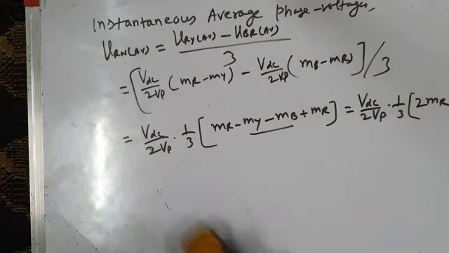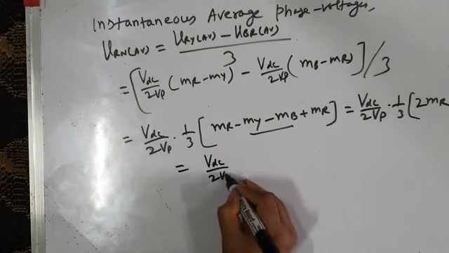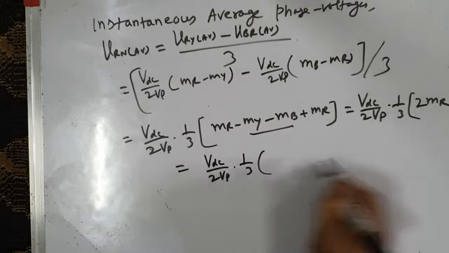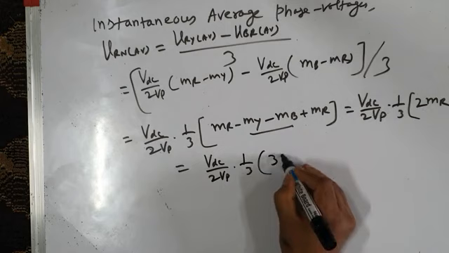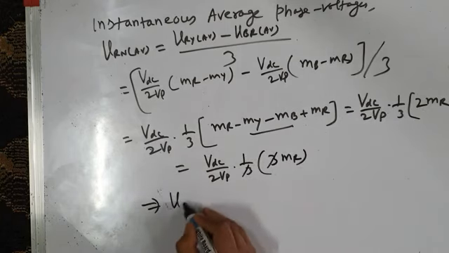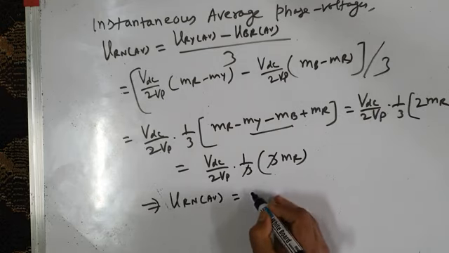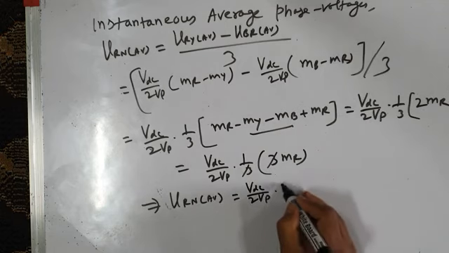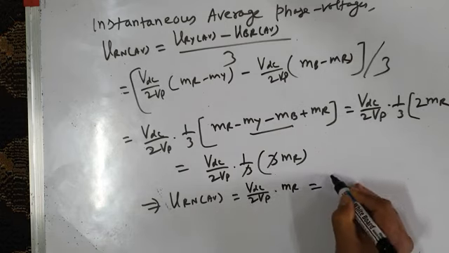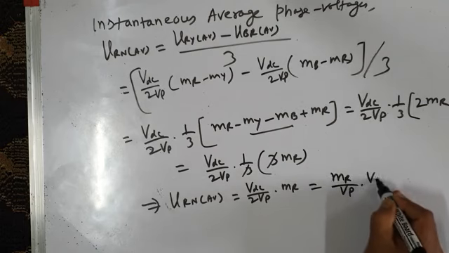So therefore, this is equal to VDC by 2Vp into 1 by 3 into (2Mr plus Mr is 3Mr). So 3 and 3 cancel. That means the instantaneous average phase voltage VRN average is equal to VDC by 2Vp into Mr. That is equal to Mr by Vp into VDC by 2.